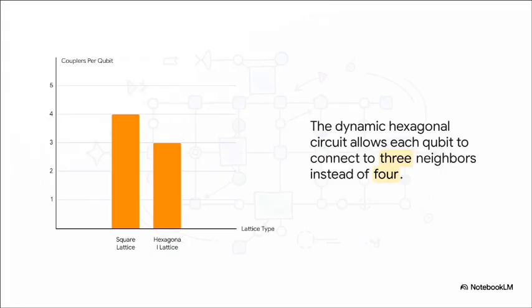And this chart just lays it out perfectly. A standard static code, that square lattice, needs each qubit to be connected to 4 of its neighbors, 4 couplers. But by using this dynamic hexagonal circuit, you only need 3.